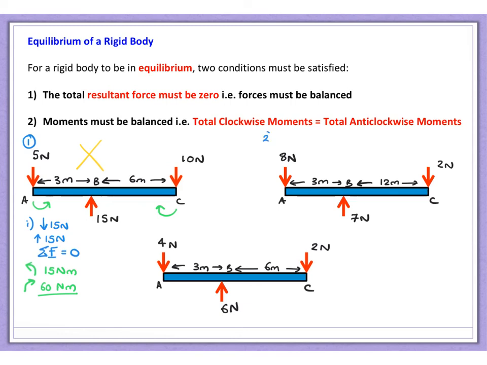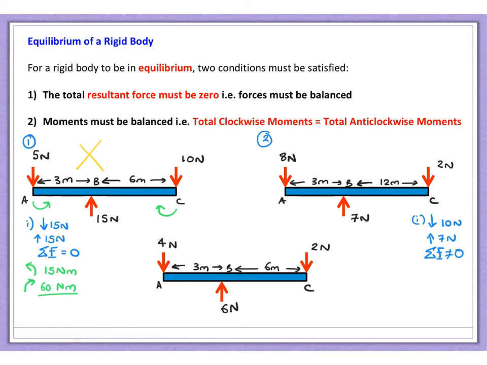Let's take a look at the second diagram. Now, in this case, we can see we have total downwards forces of 10 newtons, total upwards forces of 7 newtons, which means that the resultant force is not equal to 0. So that will stop this situation from being in equilibrium.